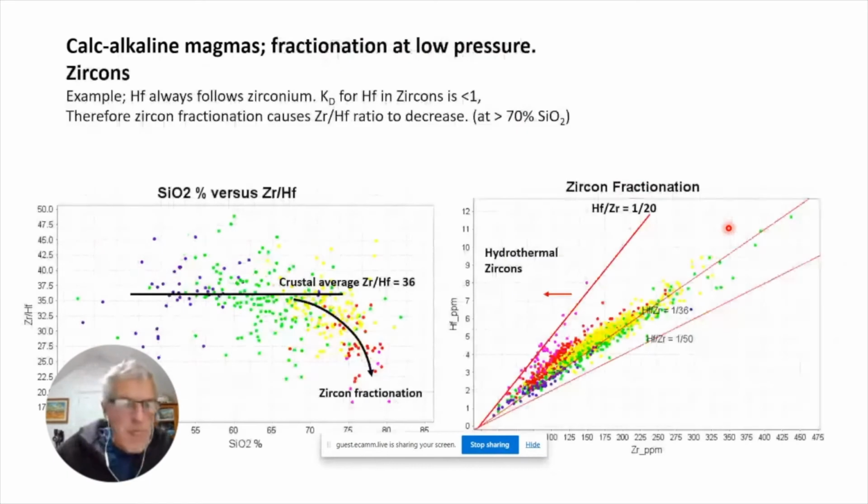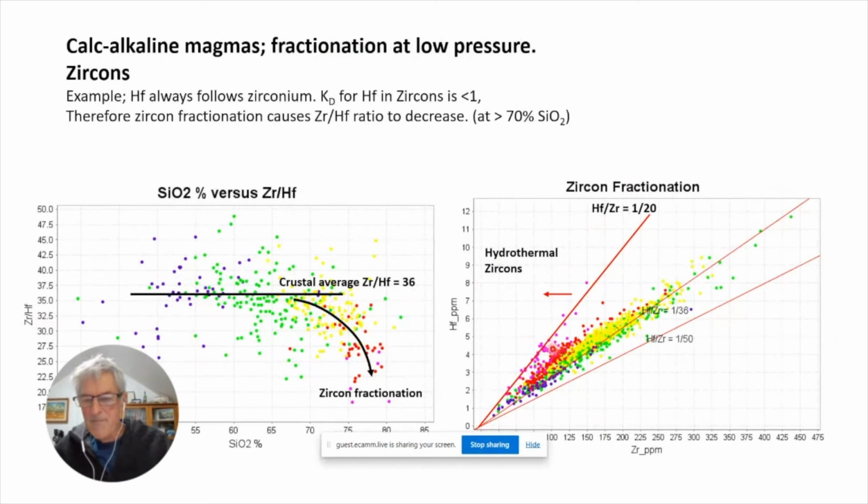There's one more thing here. This is a zirconium-hafnium ratio. So the crustal average zirconium-hafnium ratio is 36:1. Once we get to about 70% SiO2, then zircons start to crystallize and fractionate, and the effect of that is to lower that ratio. So if I just plot hafnium against zirconium, we can see most of these things plotting around 36:1, and in silica-rich magmas, you can see this ratio decreasing.